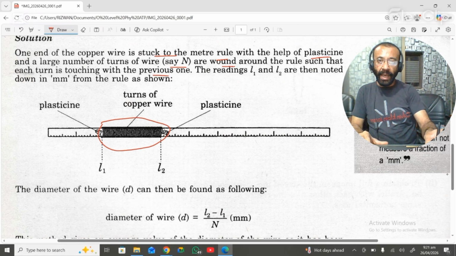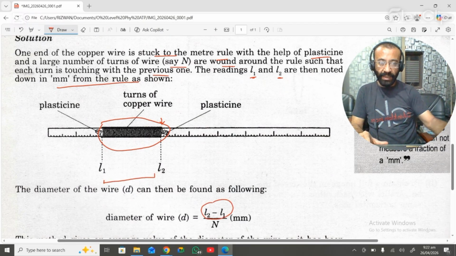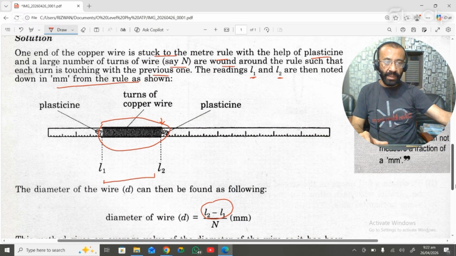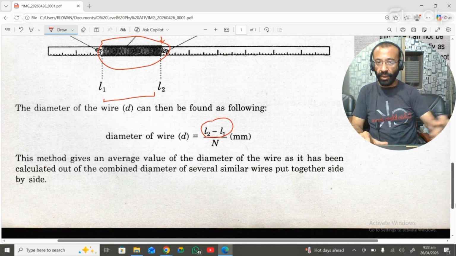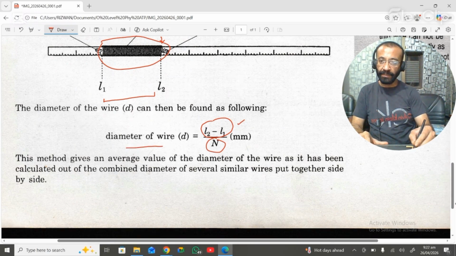The reading L1 from where the turns started and L2 where the turns finished will be noted down in millimeters from the rule. Then these values will be put in the numerator like this, and the number of turns will be put in the denominator. So n is the number of turns that will be put in the denominator. Then you will solve it on the calculator, and you will get the diameter of the wire.